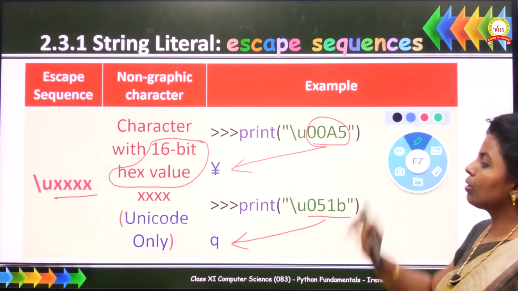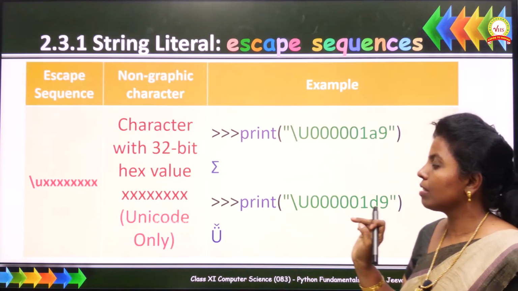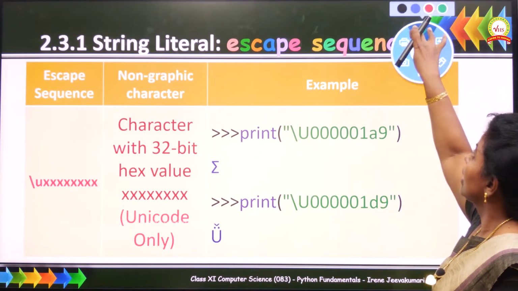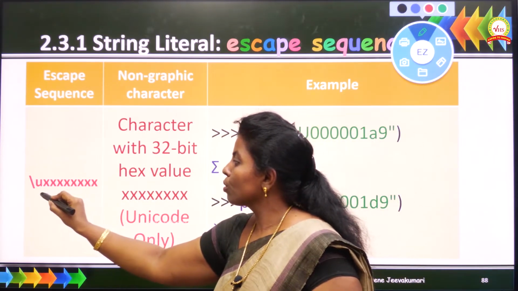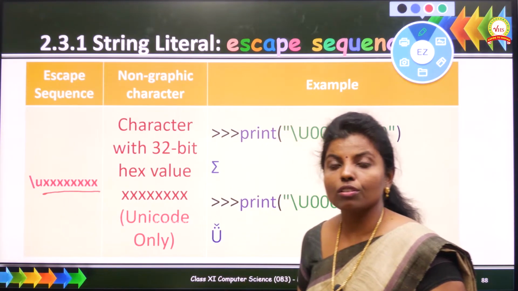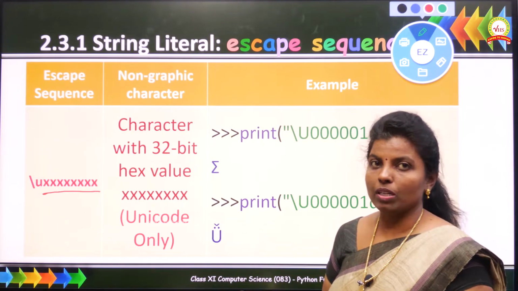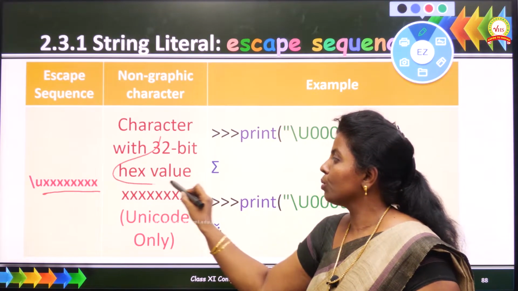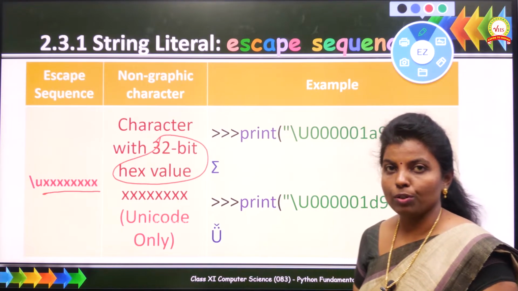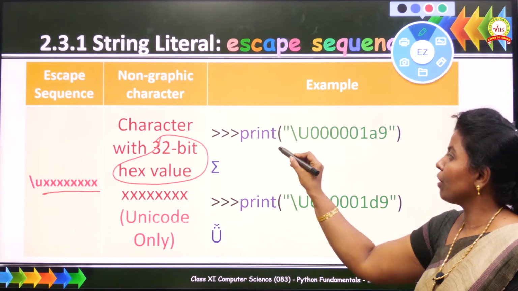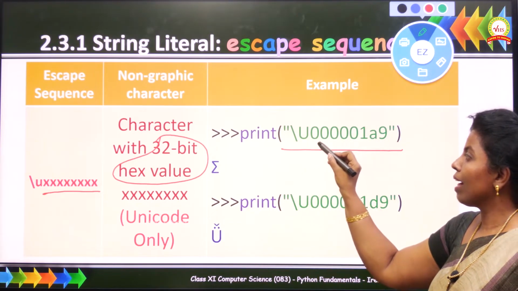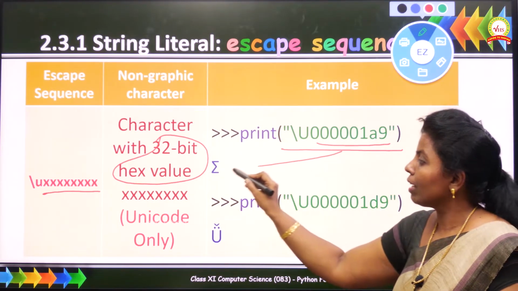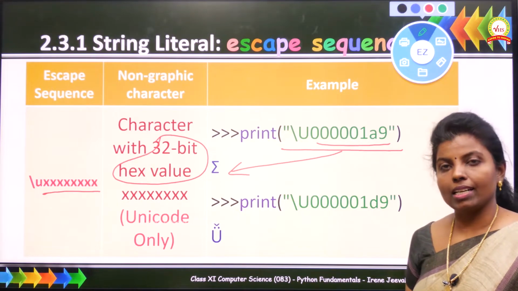So let us move on to the next escape sequence, which is backslash U, and then X has been printed 8 times. You can see here. So it is meant for 8 digits. What kind of digits? Hexadecimal digits. Those 8 hexadecimal digits are equivalent to 32-bit hex values. So in your print statement, when you give backslash U and then an 8-digit hexadecimal value, its equivalent Unicode character will be printed as an answer.